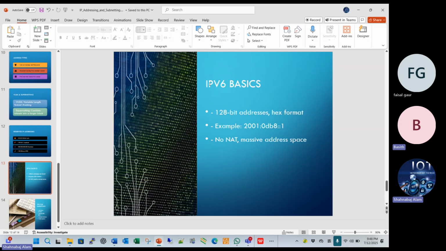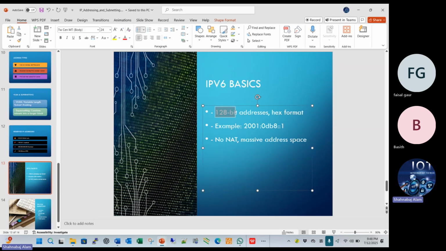And this is IP version 6. IP version 6 is 128 bit, and this is the IP version 6 format. The IPv6 format is like the MAC address format. The way a MAC address is written, we can check IP version 6 in the same format. Understood?